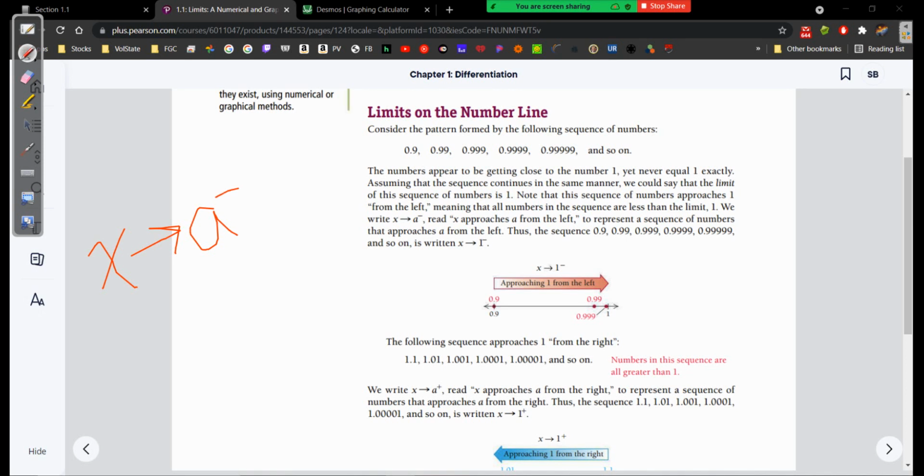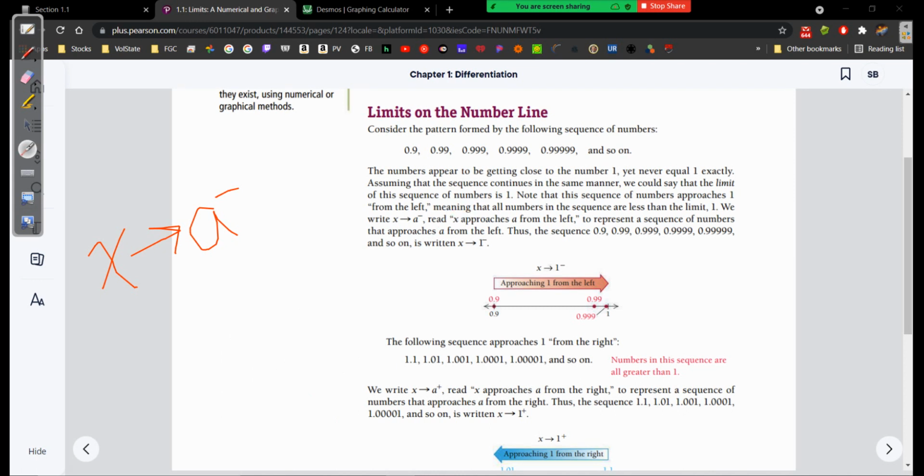If you look at a Cartesian coordinate plane, we know that x values are negative on the left and the x values are positive on the right. Okay, so continuing on. We read this as x approaches a from the left.